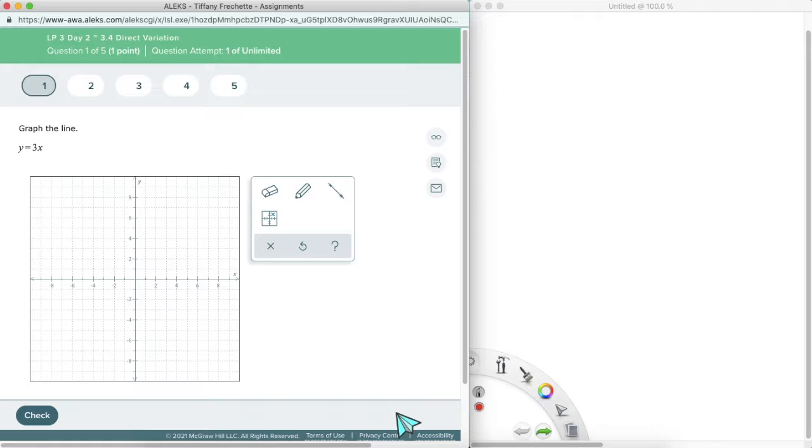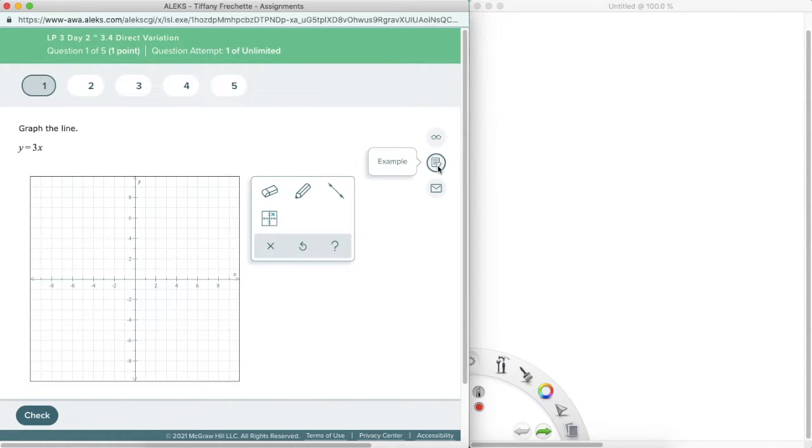It does not take any problems away that you already have correct. So if you have the first one correct, when you come back in, you do not have to do number 1 again. You can just move to number 2. So just keep in mind, always, always, always click that Submit button. It will also lock you out of every other assignment if you don't click the Submit button. So that's another big reason we want to click that one.